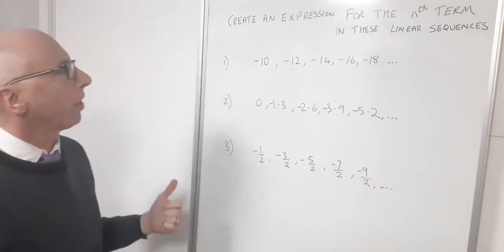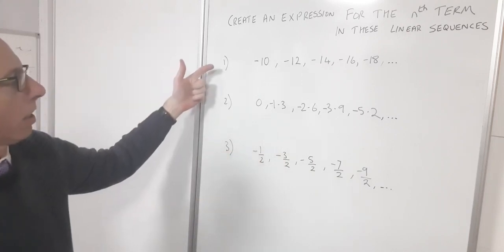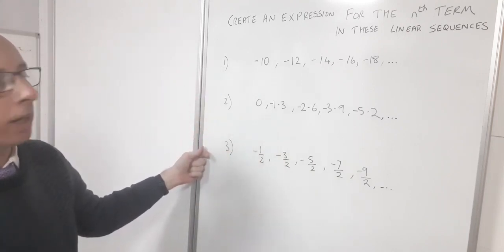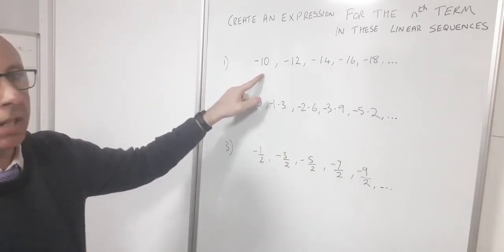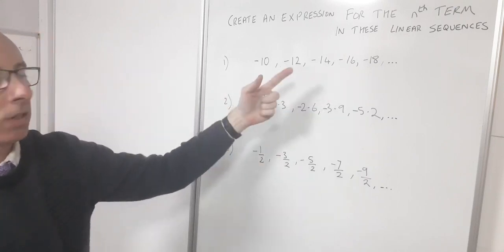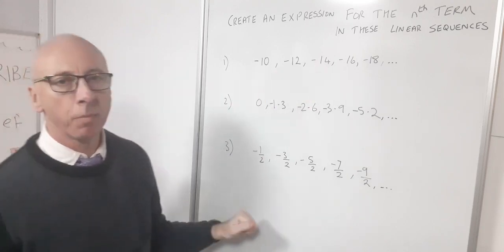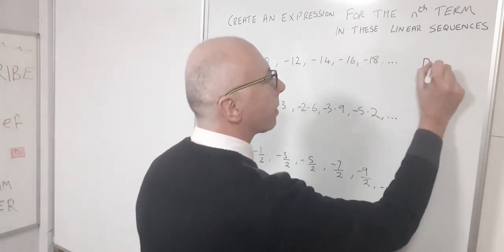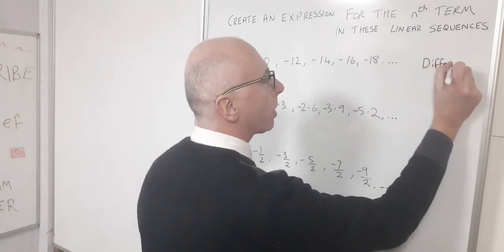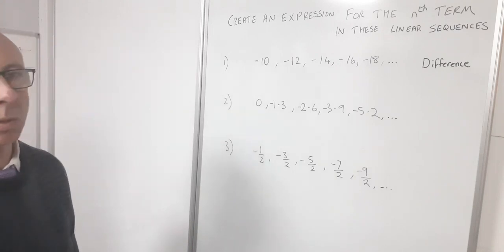So in this video we're going to create an expression for the nth term in these linear sequences. So I've got three linear sequences here. This first one here starts at -10, then goes to -12 to -14 and so on. Now to find our expression for our nth term, the first thing we need to find is the difference. What's the difference between all the numbers in this sequence?